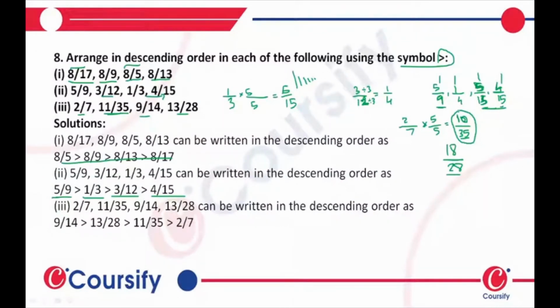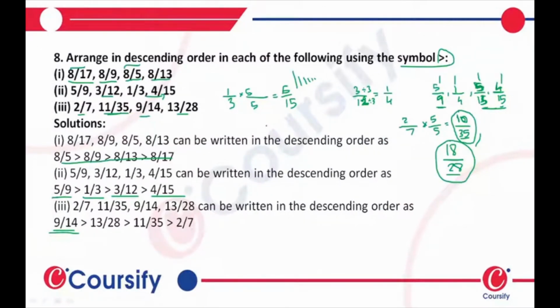So 18 by 28 satisfies both the conditions for having a bigger numerator as well as a smaller denominator compared to the others. Therefore 18 by 28 will definitely be the first number to come. Then we have 10 by 35, 13 by 28 and 11 by 35 left.